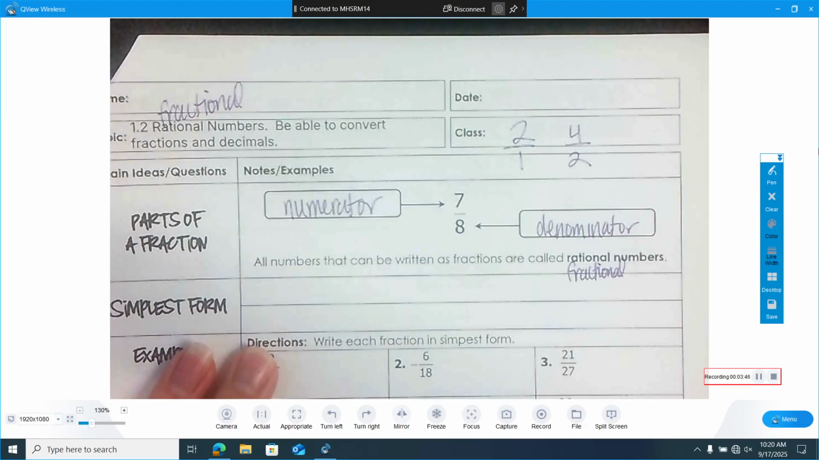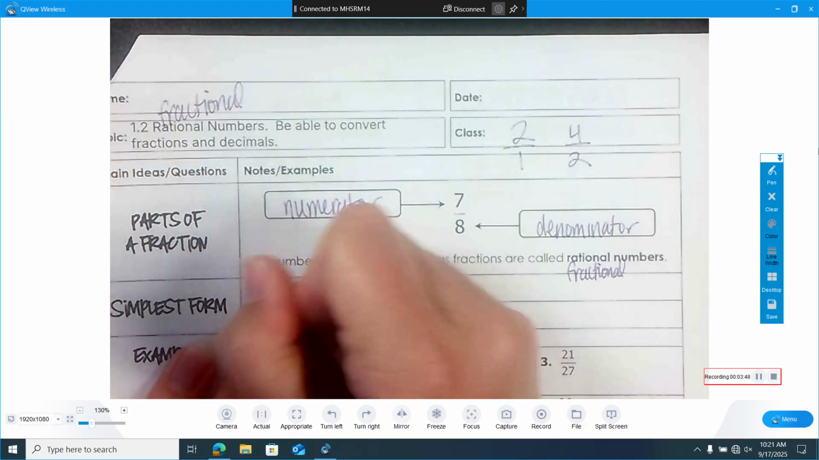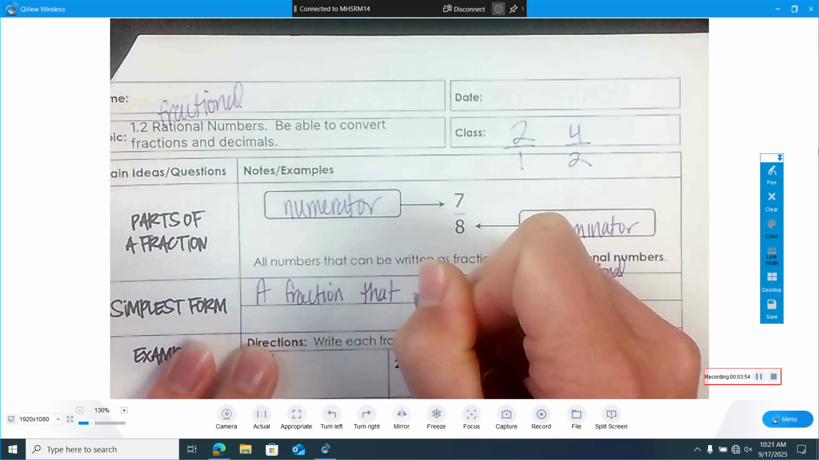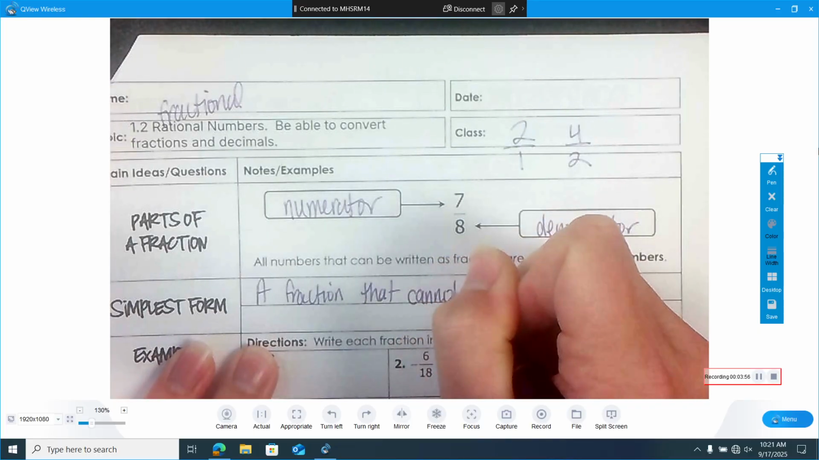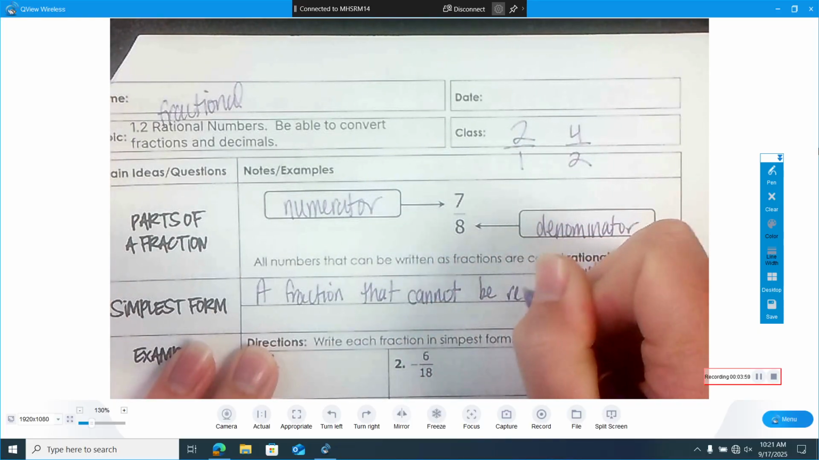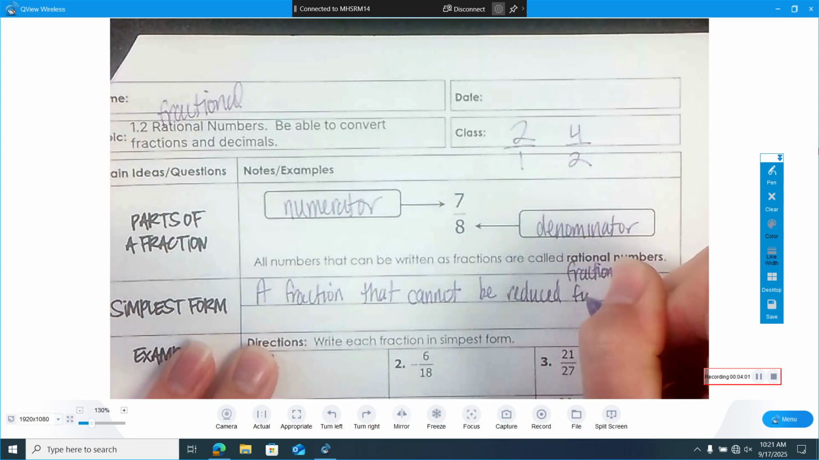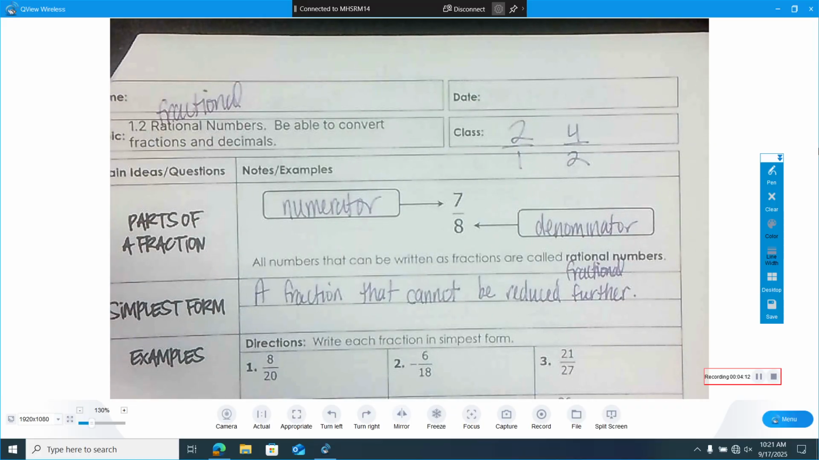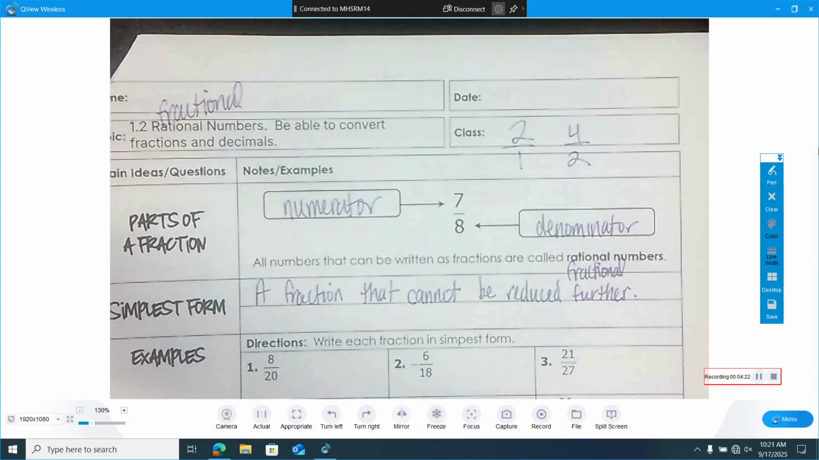Okay, so simplest form is a fraction that cannot be reduced further. It is reduced as much as possible. So when we have our fraction, we always want to make sure: can I divide by 2? Can I divide by 3? Is it as far as it can go? All right, we want small numbers. Ultimately we're lazy, and small numbers are definitely better. So we want to write these fractions in simplest form.